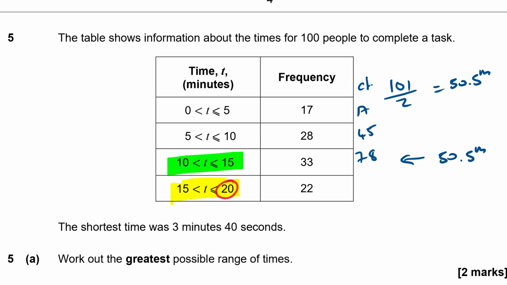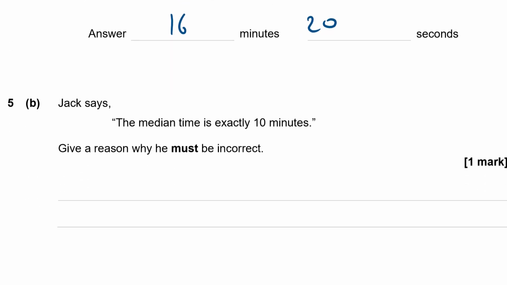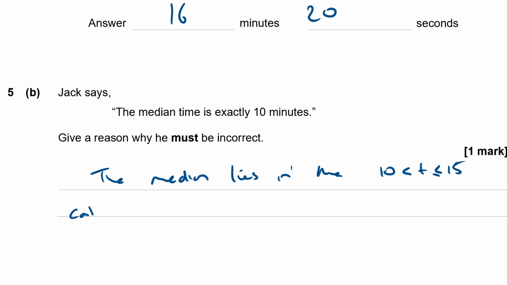So it cannot be exactly 10. It's got to be slightly more than 10. If it was exactly 10, it would be in the group below. So we can say that the median lies in the 10 to 15 category, so must be greater than 10.